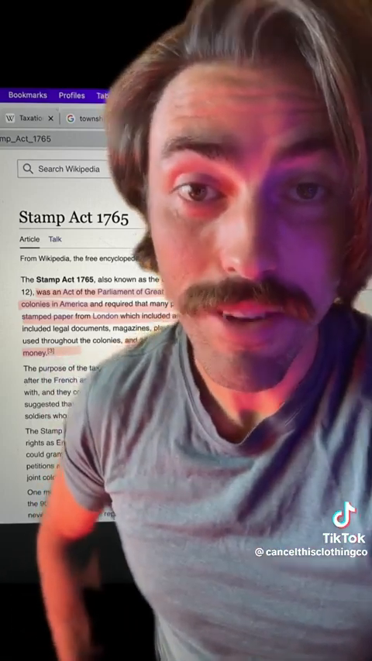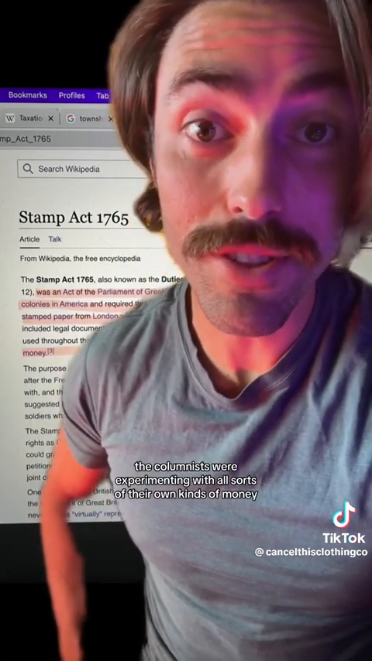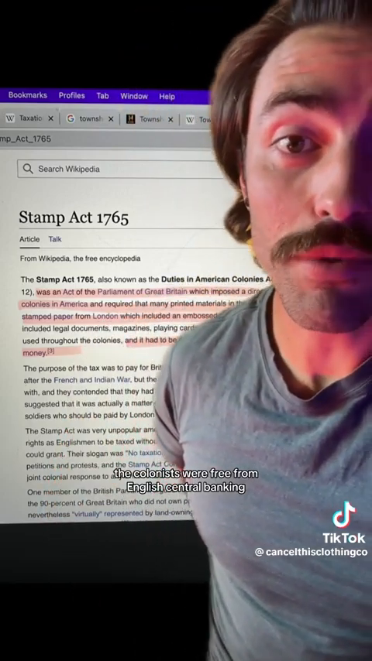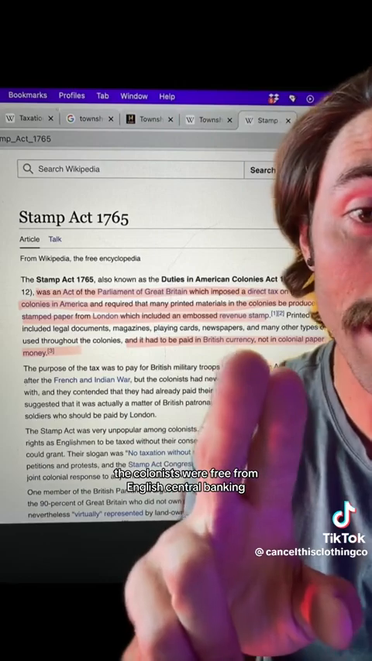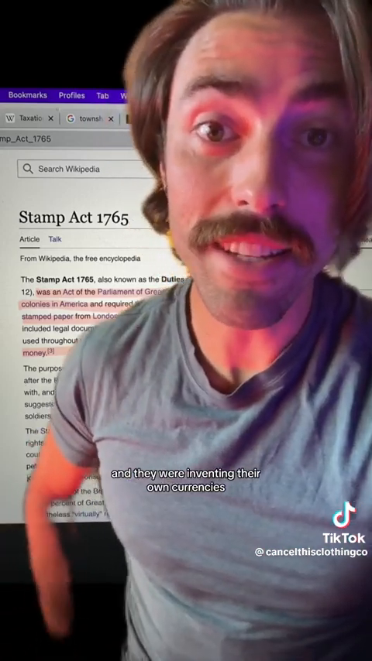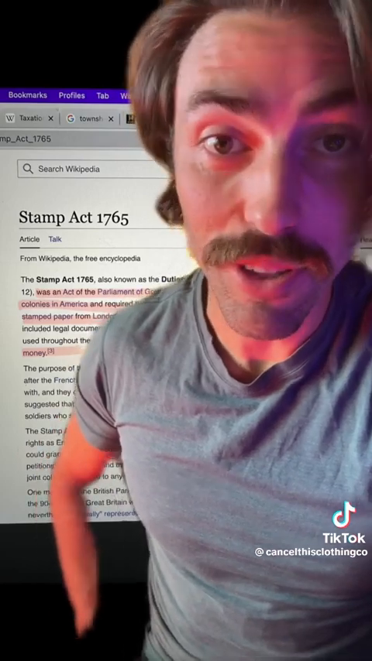Because at the time, the colonists were experimenting with all sorts of their own kinds of money. During the 1700s, the colonists were free from English central banking that had been ruling their lives for the last 100 years or more, and they were inventing their own currencies by the people, for the people. And don't get me wrong, many of those currencies were garbage, and many of them failed. It was the Wild West. There were all kinds of problems with colonial paper money, but it wasn't controlled by the English central bank. And that was a problem.